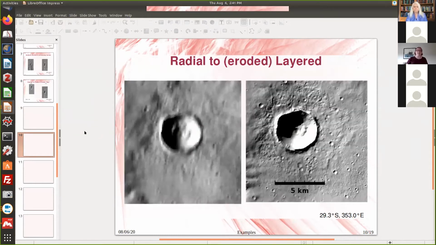And here's one of those examples where it went from radial ejecta to eroded layered ejecta. The reason why I thought this was layered is, again, you're seeing kind of the pancake sinuosity at the end of the layered ejecta that is typical for that type of ejecta, plus this kind of pitted erosion that happens to many layered ejecta craters as well.